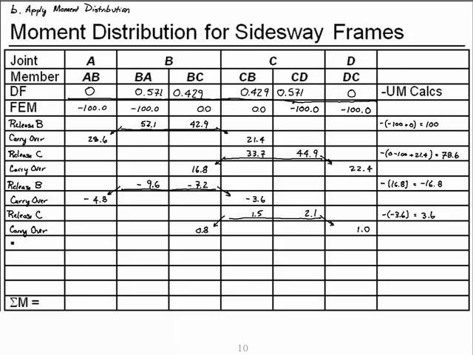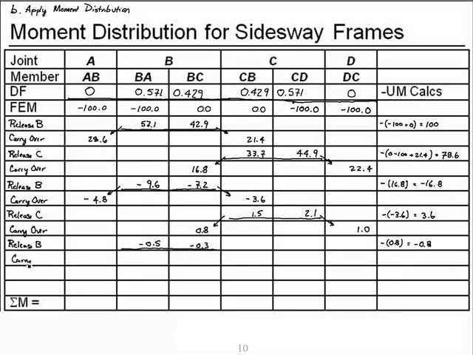And we're getting close to a stopping point. Let's release node B one more time. My unbalanced moment is 0.8 foot kips, and so we need to distribute a negative 0.8. I take that times my distribution factor, and I distribute a negative 0.5 to member BA. Take my negative 0.8 times my distribution factor, and I distribute a negative 0.3 to member BC. Now B is in equilibrium.